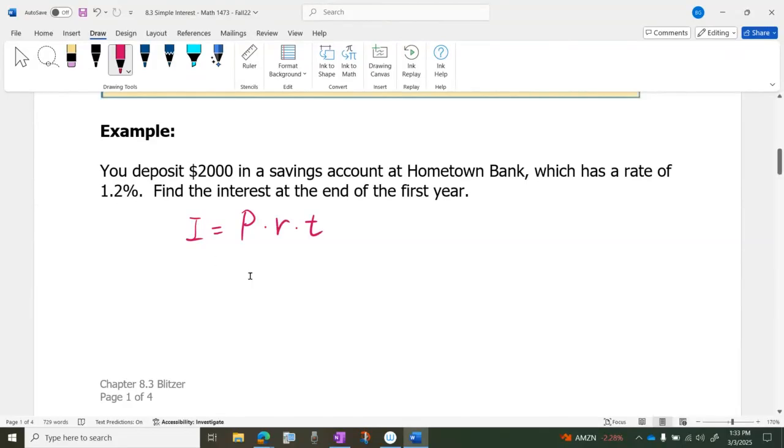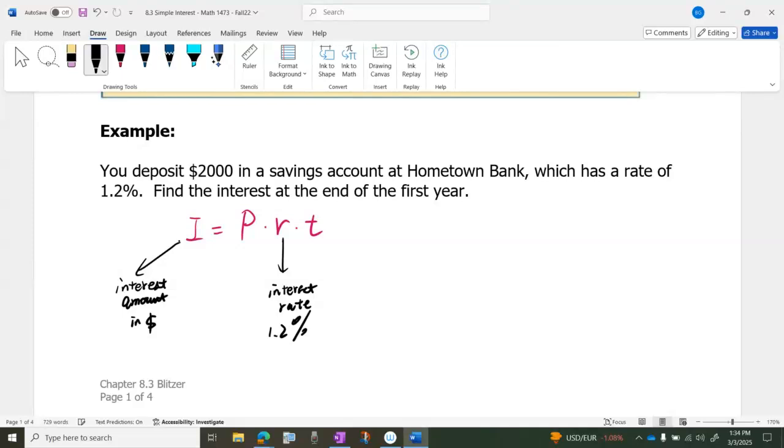Let me explain the meaning again. I is the interest in dollar. R is the interest rate in percentage. Please make a difference between those two. Again, I is the interest in dollar, the interest amount. R is the interest rate. It's going to be a percentage, in this case 1.2%. It has no unit, all right?